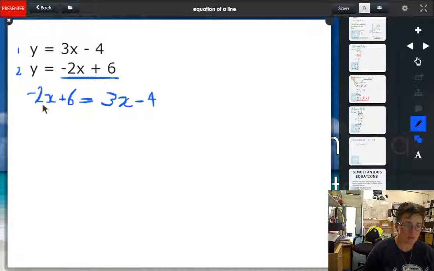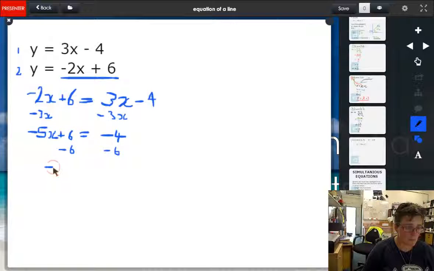So we get all the x's on one side and all the numbers on the other side, and then we solve it for x. If we start by subtracting 3x from both sides, now we've got -5x on this side. We've still got the +6, we need to deal with that in a minute. That equals -4 because we've subtracted this 3x out. So now we need to get rid of this +6. We can do that by subtracting 6 from both sides.